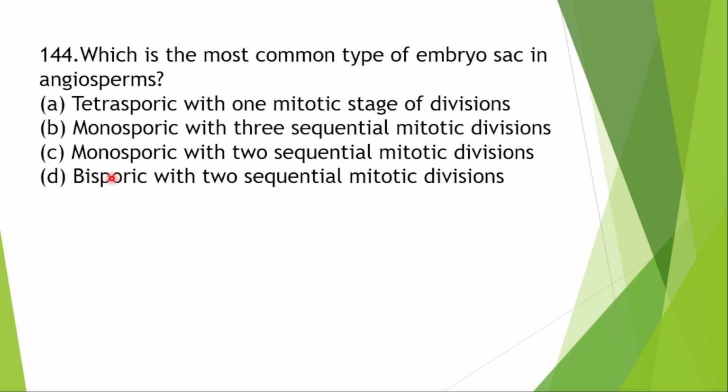144. Which is the most common type of embryo sac in angiosperm? Tetrasporic with one mitotic stage of division, monosporic with 3 sequential mitotic divisions, monosporic with 2 sequential mitotic divisions, bisporic with 2 sequential mitotic divisions. So the right option is B. Monosporic with 3 sequential mitotic divisions.